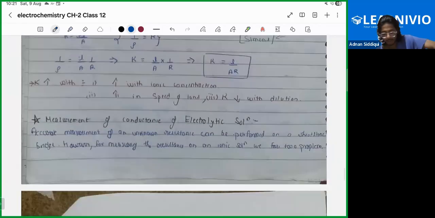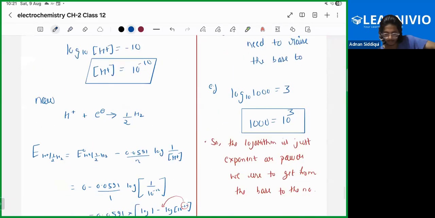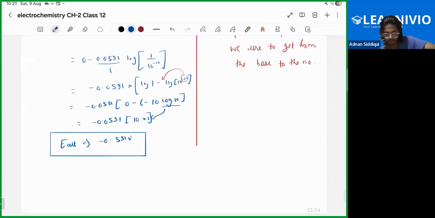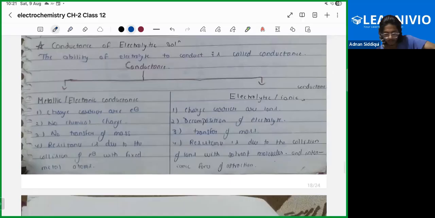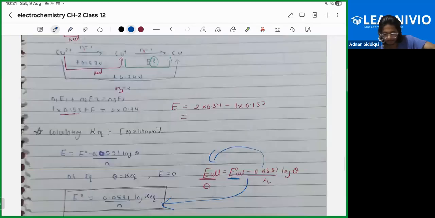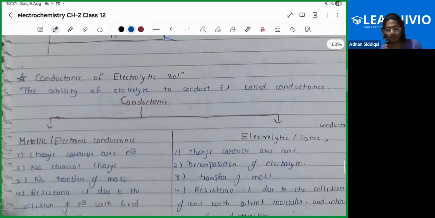Now we are into the conductance part. So now let us move to the conductance of electrolytic solution. What is basically conductance? Conductance is the ability of an electrolyte to conduct.